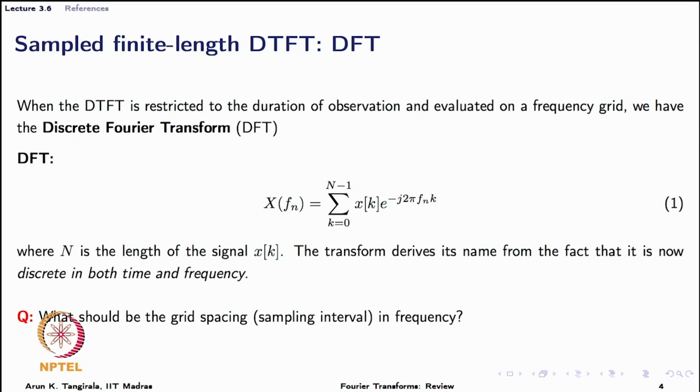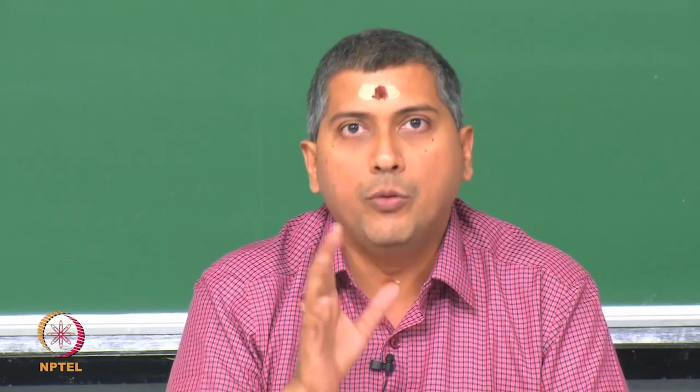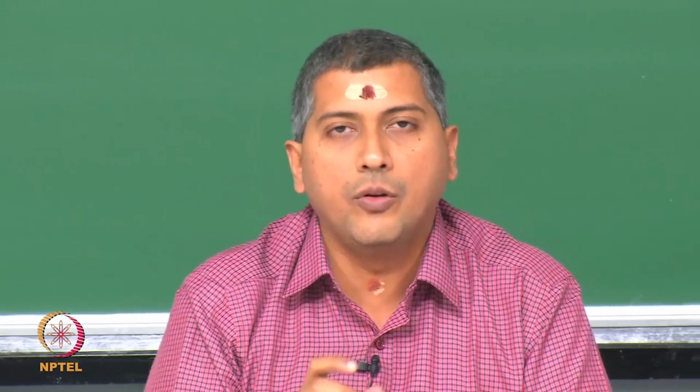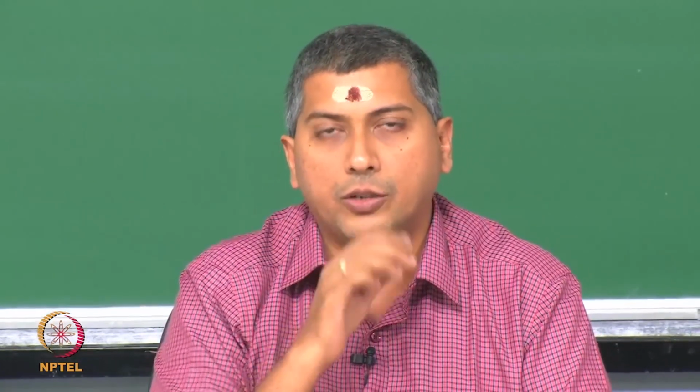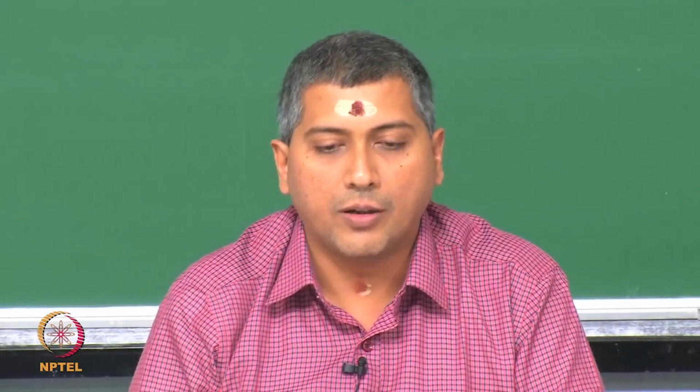That is the reason for this name. Now, the big question that we have is what should be the grid spacing? That is, how fine should the grid be? Should the grid be uniform or non-uniform? If it is uniform, then what is the spacing that I should choose? What is the consideration and so on?